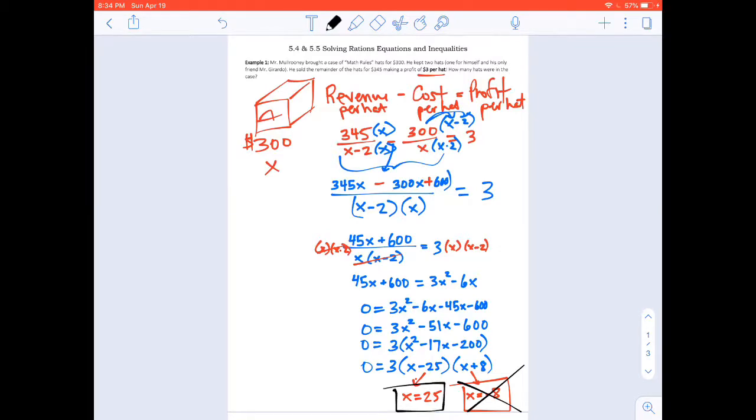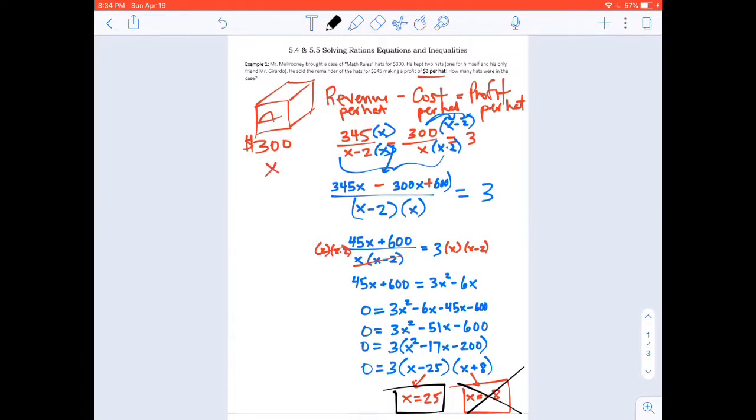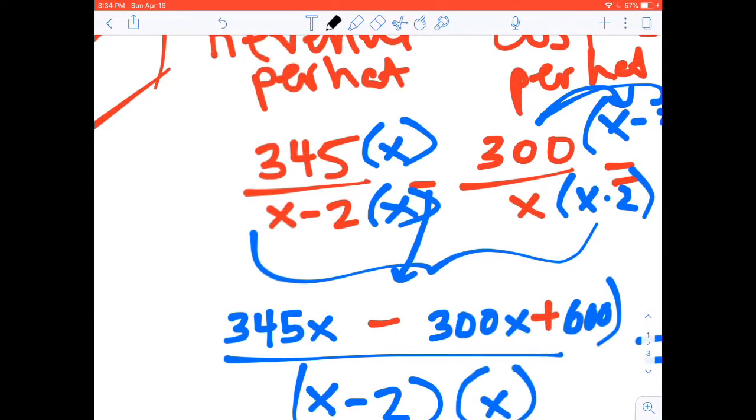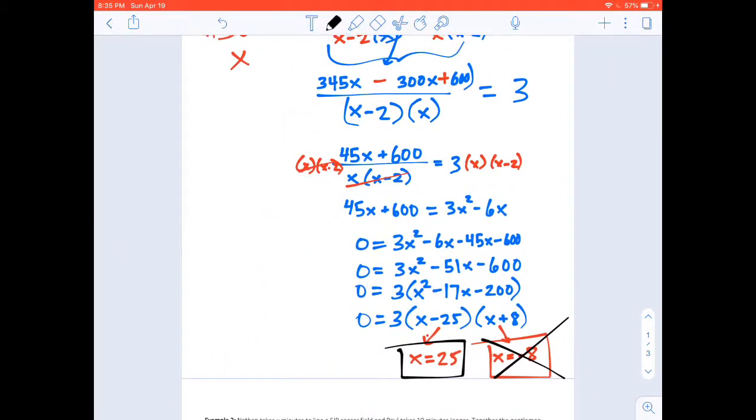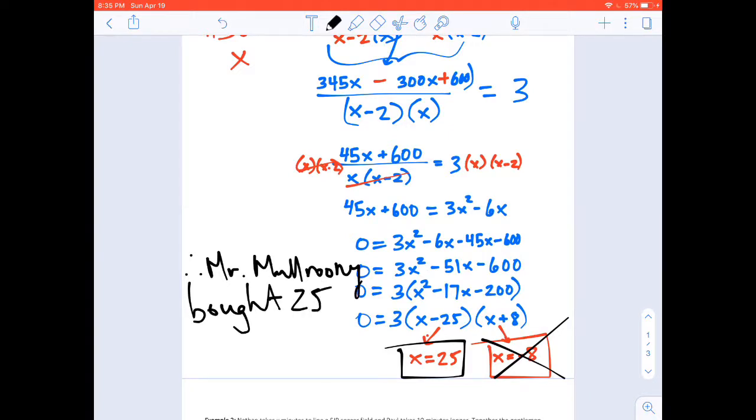So that must be one of my answers, as long as it's not a restriction from my original question, and I know that because the fraction on the left only has a restriction of 2. The fraction on the right only has a restriction of 0. None of them are 25, so I know that I must have bought 25 hats. Therefore, Mr. Mulrooney bought 25 hats.